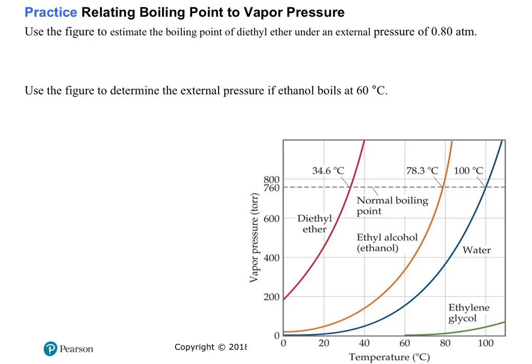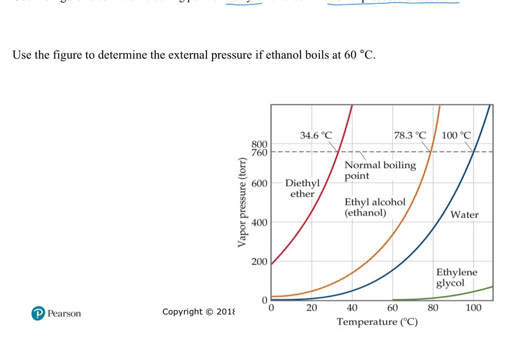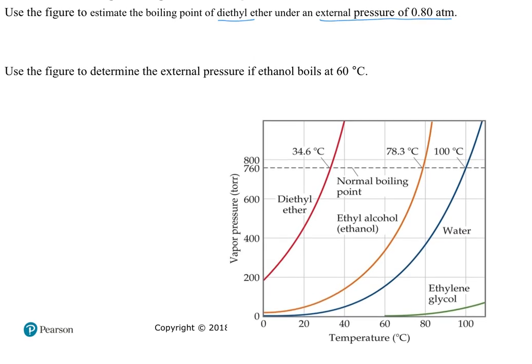So what we're going to do now is estimate the boiling point of diethyl ether under an external pressure, or an atmospheric pressure, of 0.8 atmospheres. So we could use our diagram here. Here's diethyl ether in red, and we want the external pressure to be 0.8 atmospheres. So I'm going to need to take 0.8 atmospheres and convert it into torr, because the units for our y-axis are torr. We're going to do 1 atmosphere is 760 torr.